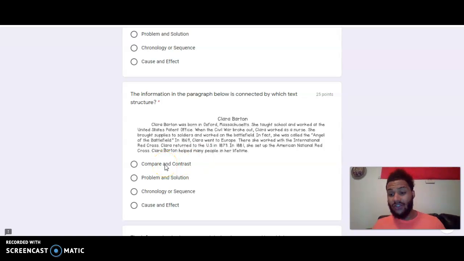Let's go through our answer choices just like last time. In the text, there's nothing that's being compared or contrasted. It's not telling us anything that's different about Clara or anything that's the same about her. So that's not a good answer. Problem and solution. There's no problem in the text except the Civil War breaking out. Even if you view that as a problem, you're right. But there's not a solution in the text. So if there's not a problem and a solution, then it's not your answer.